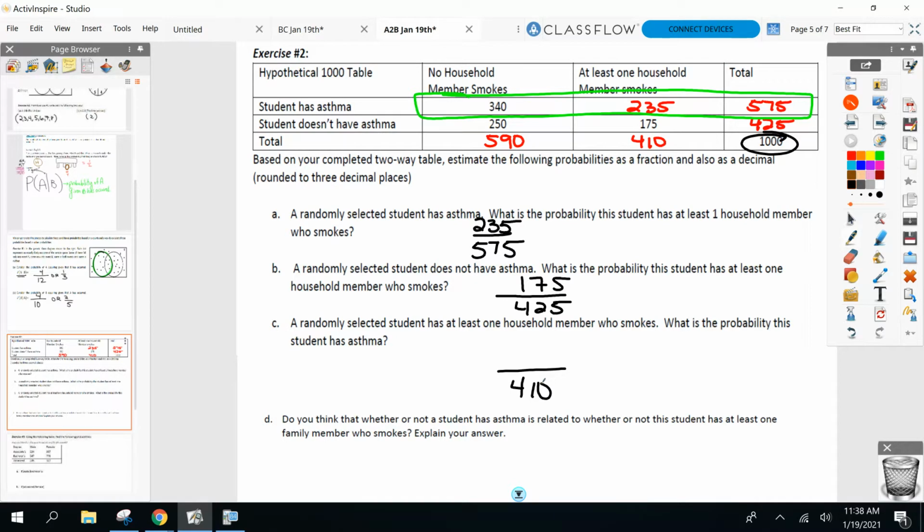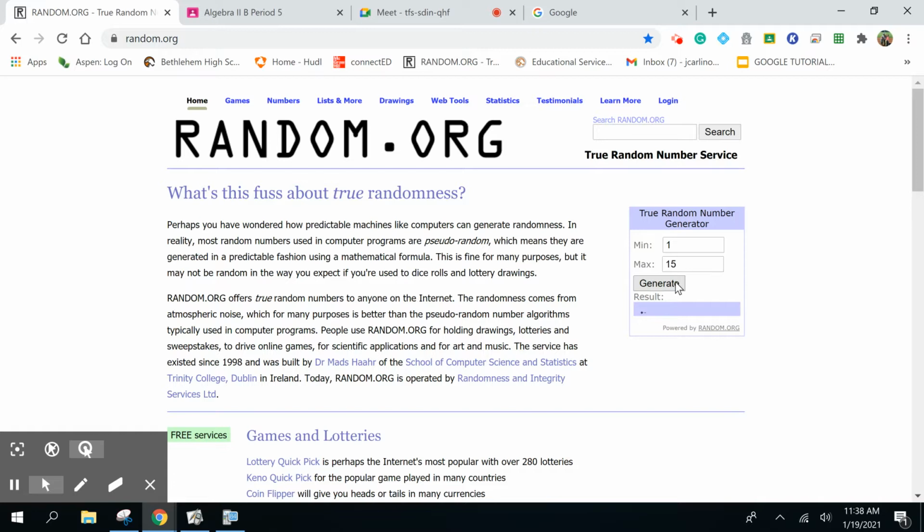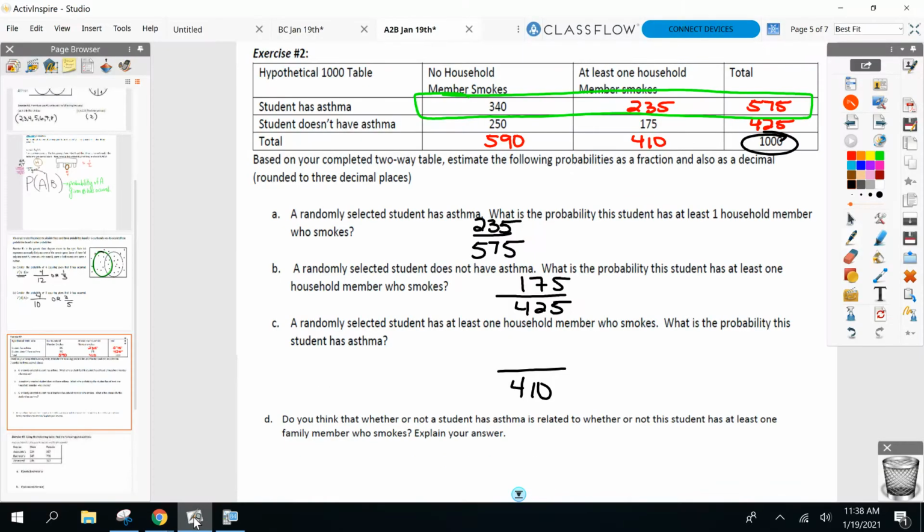All right, guys, out of that 410, how many have asthma? Out of the 410, how many of those students have asthma? Liz, out of that 410, how many have asthma? 235. Good job, guys. Good work. And then forget about part D because I'm about numbers. I'm not about debates here. Whether or not a student has asthma is related to if they have a member who smokes. I don't care. I'm about numbers.